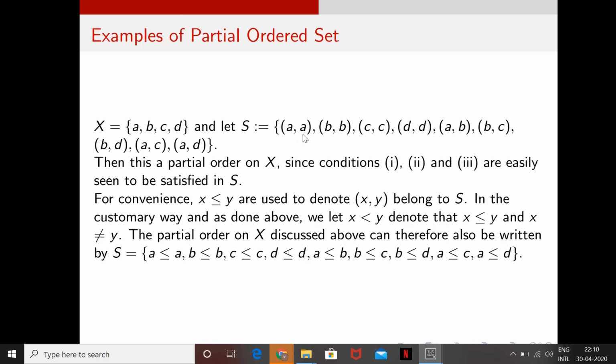You can see that if (A, A) is there, then the vice versa (A, A) is there, which simply says that A is equal to A. Now for convenience, we use this notation to denote (x, y) belongs to S. In the customary way, as we have done above, we let x less than y denote that x is less than or equal to y and x not equal to y. So this set can easily be written in this way: A less than or equal to A, B less than or equal to B, C less than or equal to C, and so on. This is another way of representing our partial ordered set.